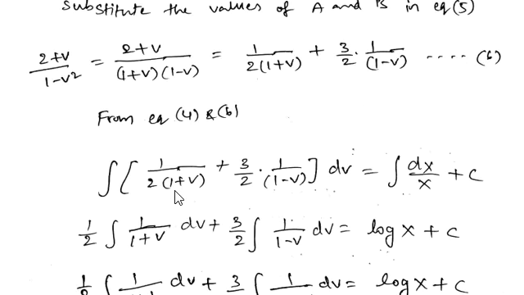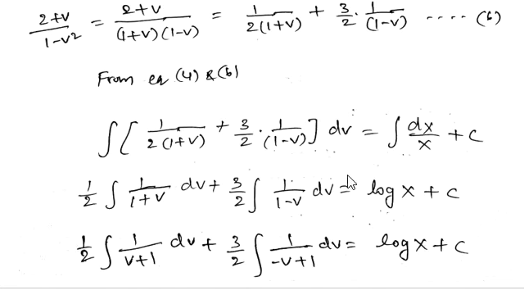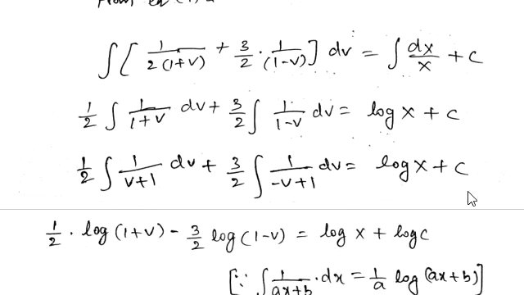Here we write the integration for each and every term separately. 1 by 2 is a constant, written outside, and the integration of 1 by (1 plus v) dv, plus 3 by 2 constant, written outside, integration of 1 by (1 minus v) dv, and the integration of dx by x is log x plus c. Interchanging the terms and writing once again: 1 by 2 into integration of 1 by (v plus 1) dv plus 3 by 2 integration of 1 by (minus v plus 1) dv equals log x plus c.